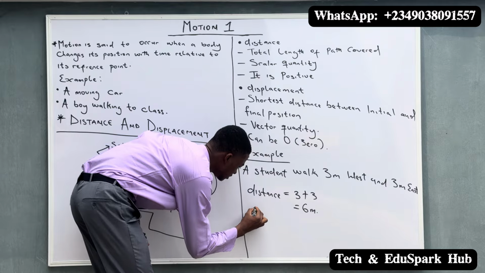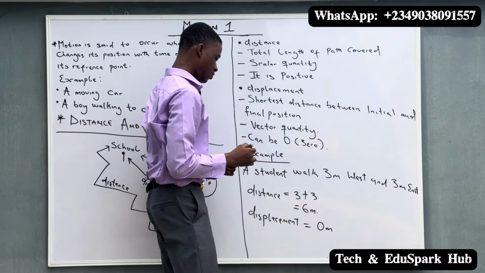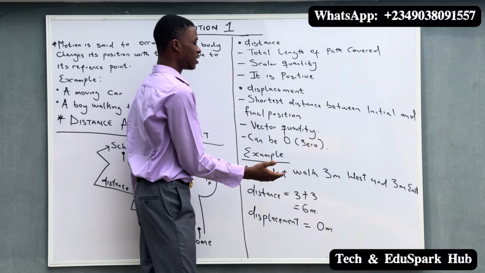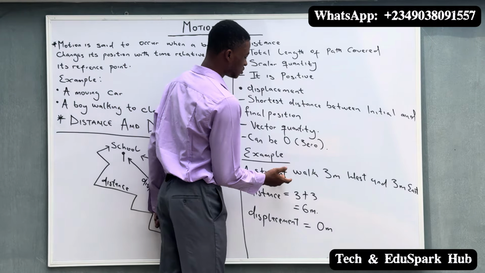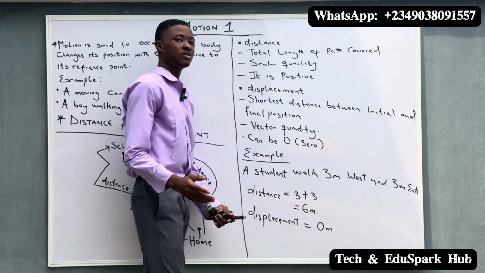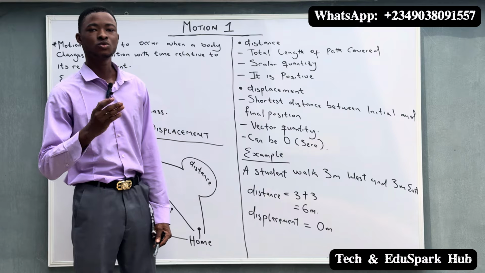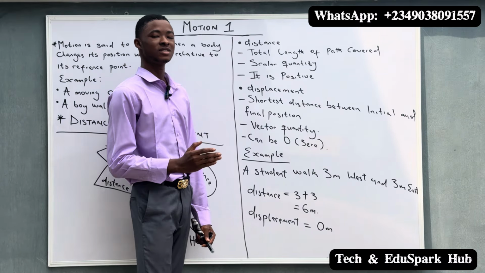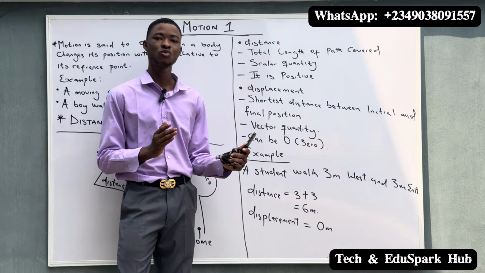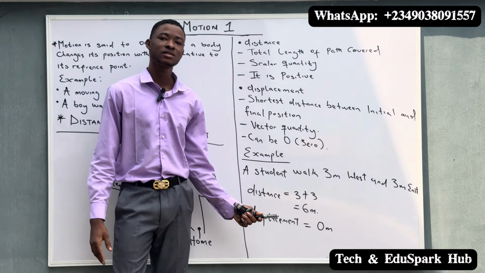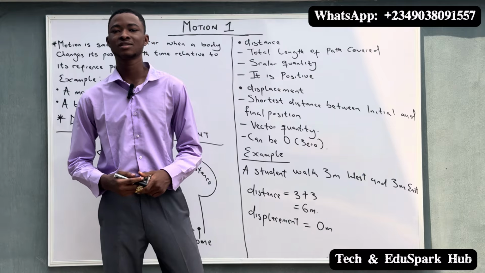While the displacement in this case is equal to 0 meters. And why is the displacement equal to 0 meters? Because the distance is not regular, or not uniform. The student is walking 3 meters west and 3 meters east, so the distance is irregular. Assuming the student walks 3 meters from west to east, we can say the displacement is 3 meters. But the student is walking 3 meters west and also 3 meters east, so it is an irregular distance. This is why the displacement is 0 in this case. And this is all to note about distance and displacement.